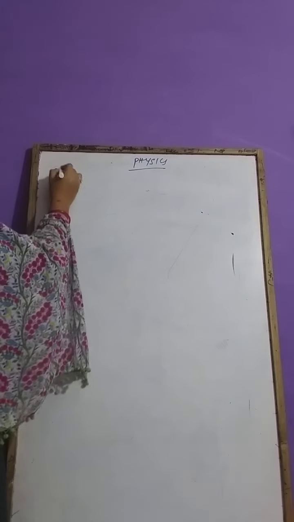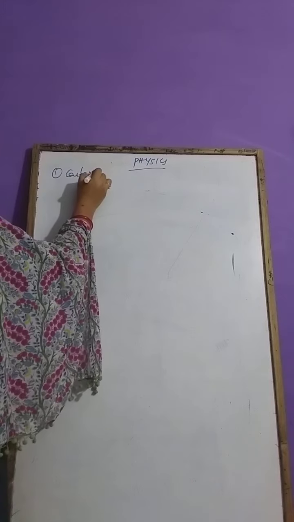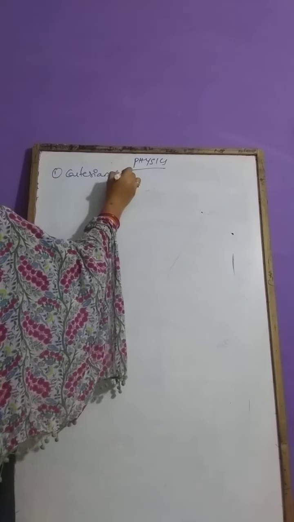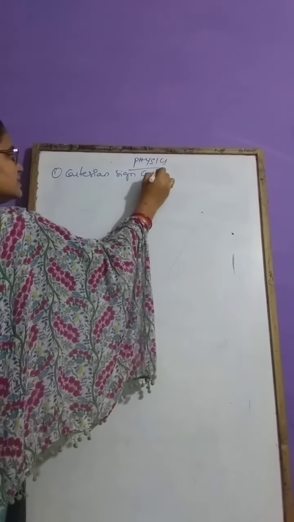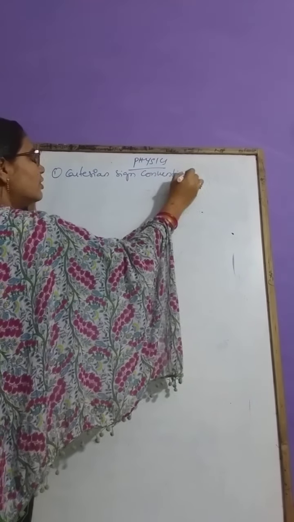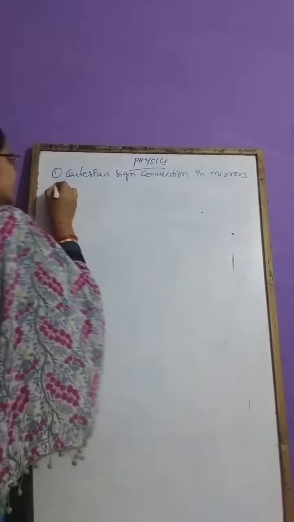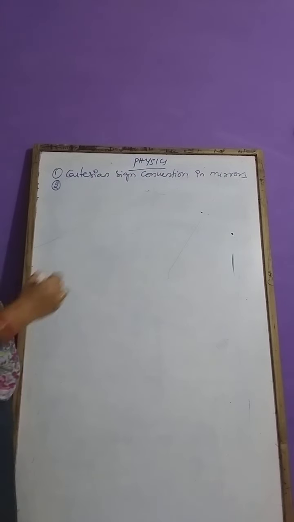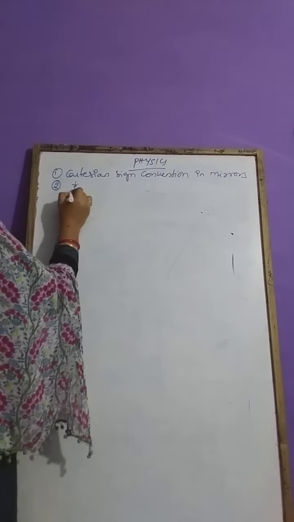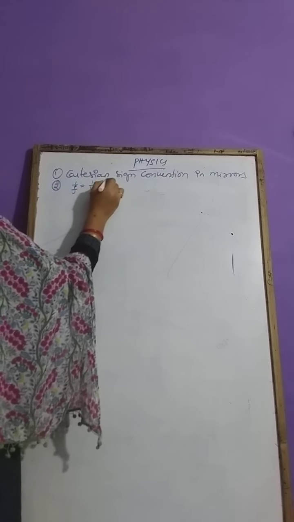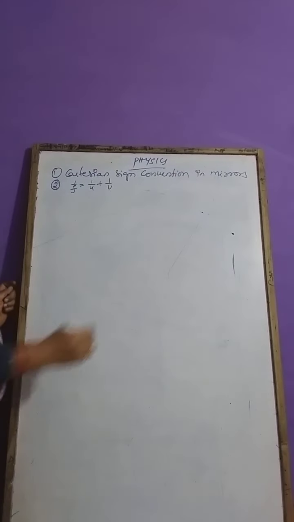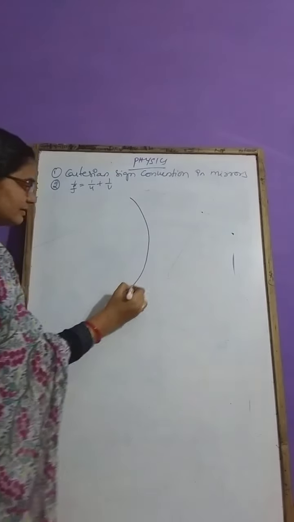So, first we need to concentrate. We are going to study Cartesian sign conventions, which we generally follow in mirrors. And the second point of today's class is we are going to derive the mirror equation. Let us consider a concave mirror, something like this.